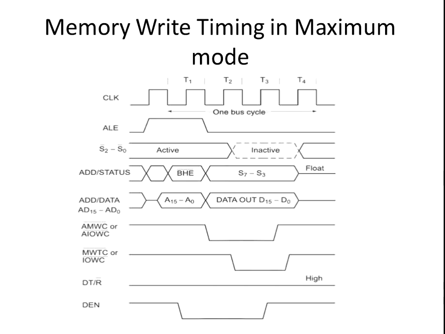In the graph we can see that the advanced memory write command or advanced IO write command will be activated in the middle of T2 and remain activated until the end of T3. They are active low lines. Then the memory write command and IO write command are also active during the time period T2 to the middle of T4. Remaining all are the same as in minimum mode.